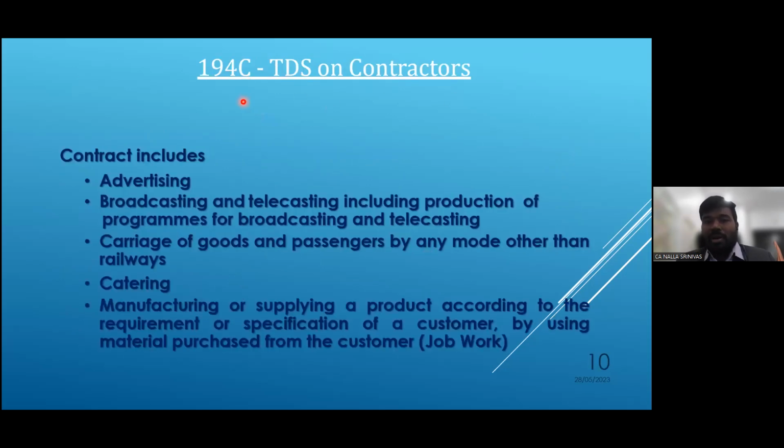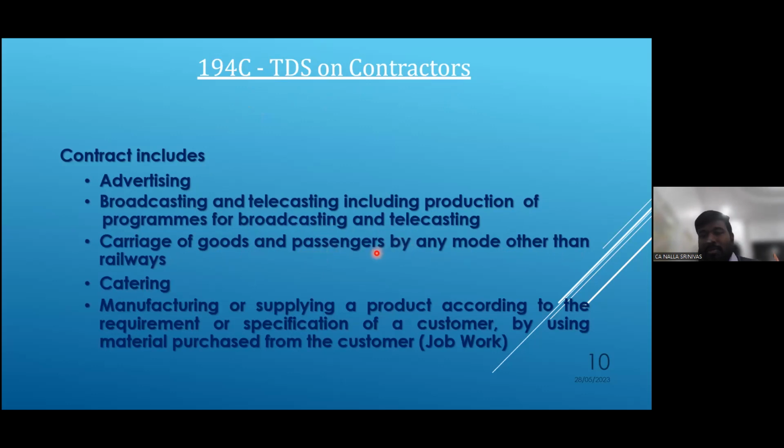194C is contract. What is contract? Contract including advertising, broadcasting and telecasting, including production of programs and broadcasting and telecasting. Carriage of goods and passengers by any mode other than railways. So carriage of goods, carriage of passengers, meaning buses, or companies that provide transport, that also comes under contract.